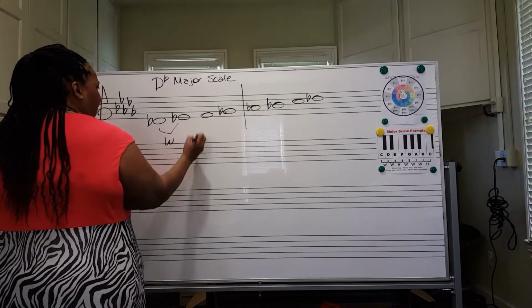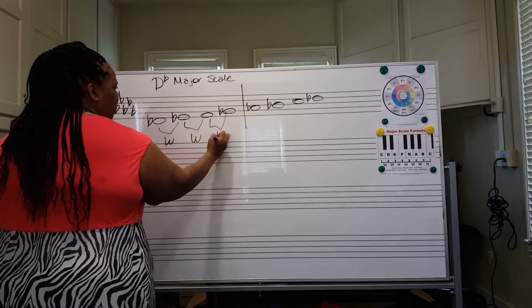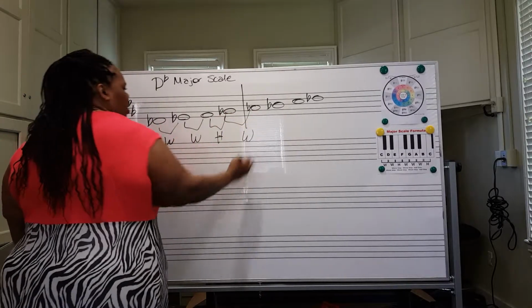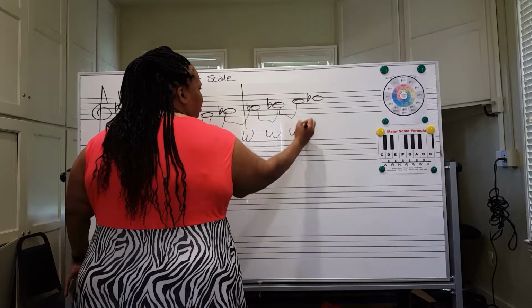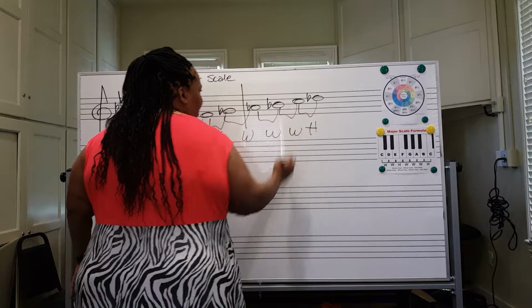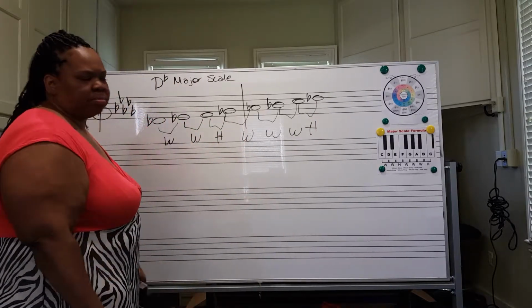So this is a whole step. Yep, that's a whole step. That is our half step. The alteration made this a whole step. That's a whole step. That's a whole step. Its alteration makes that a half step. And we're in D flat major.